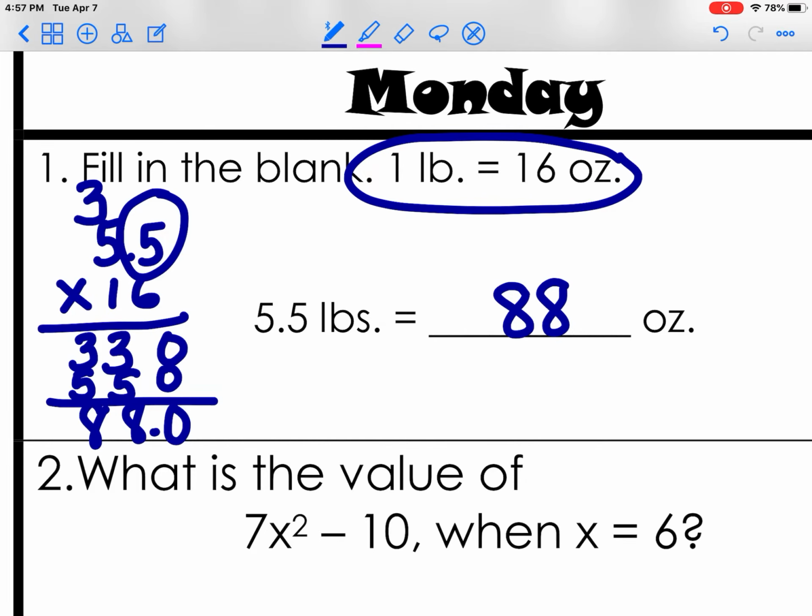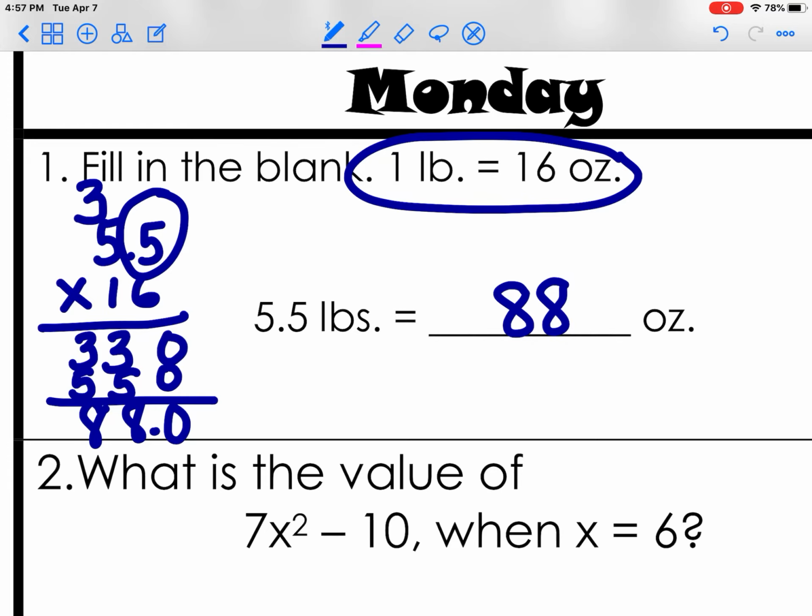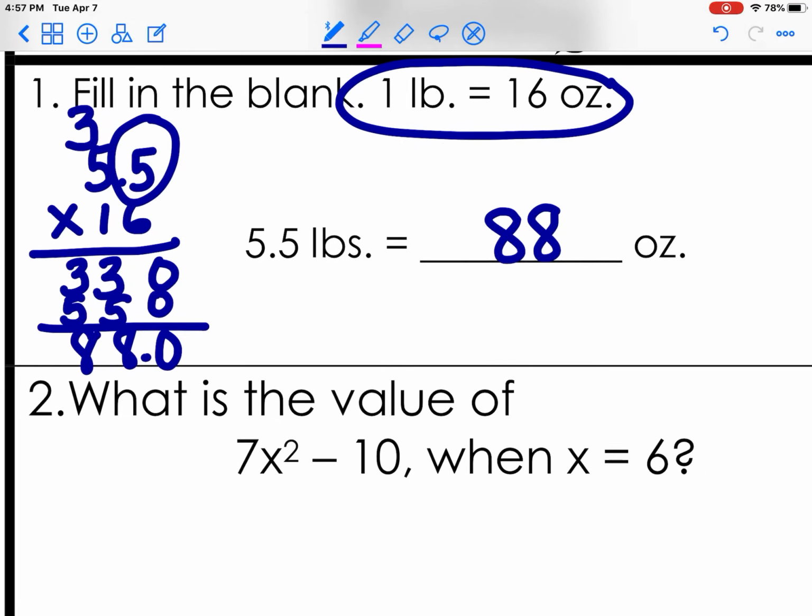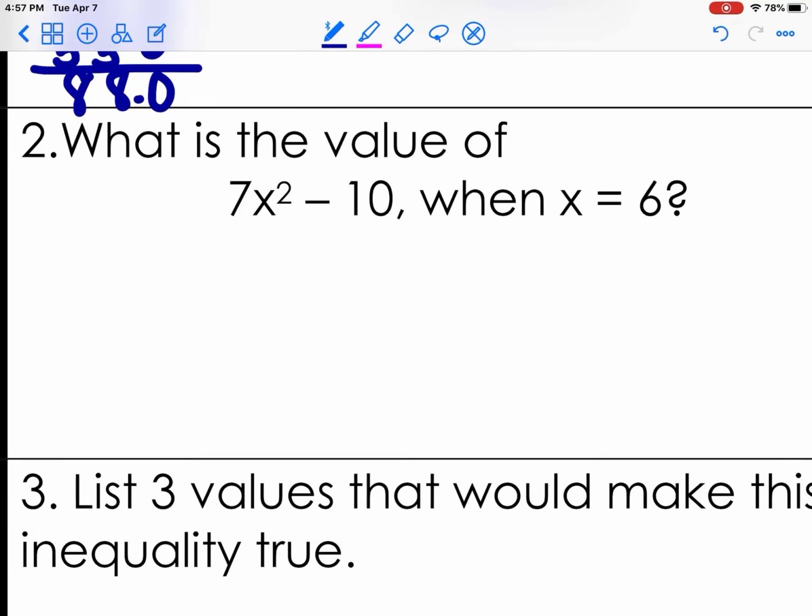You do not have to put the label in your form when you submit it. Okay, moving on to number 2.